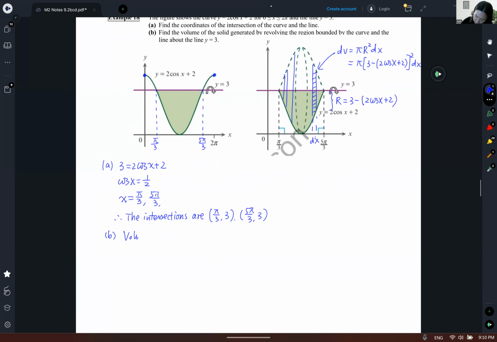I think it looks like a huge change, but actually it's not. It's just pi, still pi r squared dx. It's just that R is changed to 3 minus (2 cosine x plus 2). And then from the left piece to the right: left is pi over 3, the right-hand side is 5 pi over 3.